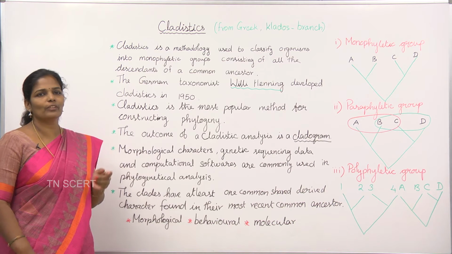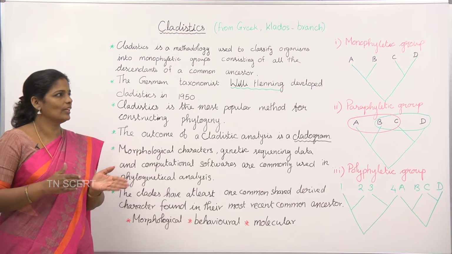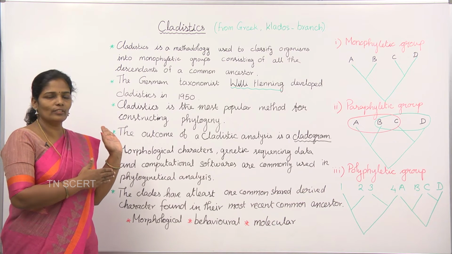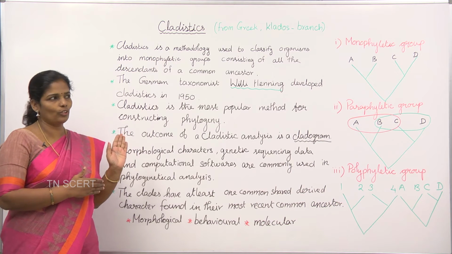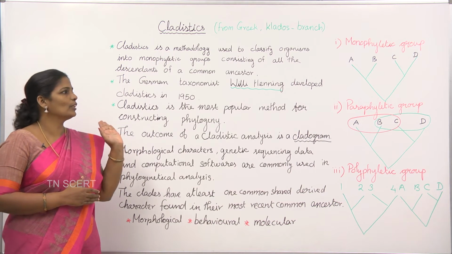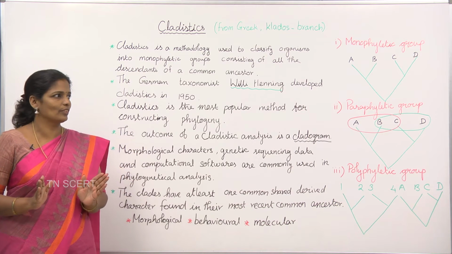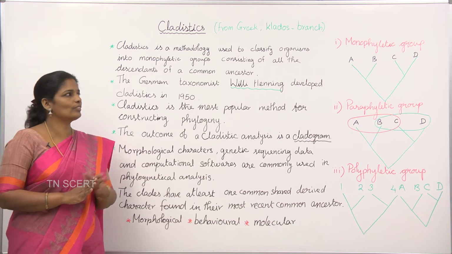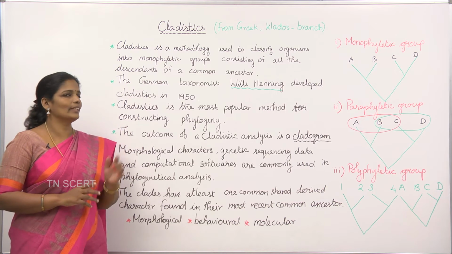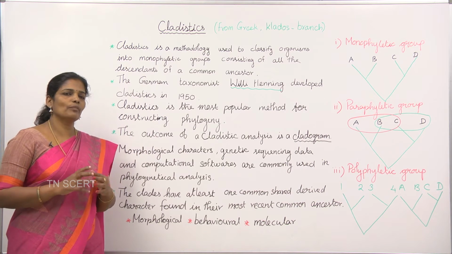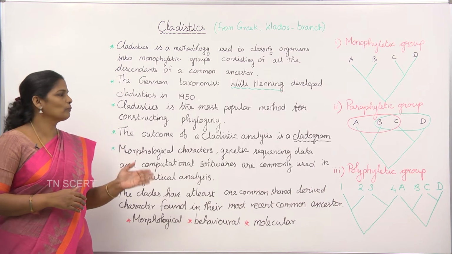What do you know about monophyletic groups? Monophyletic groups are nothing but all the descendants of a common ancestor, and it consists of all the descendants of a common ancestor, isn't it? So, we can define cladistics as a methodology used to classify organisms into monophyletic groups consisting of all the descendants of common ancestors. This method was first developed by a German taxonomist, Willi Hennig, in the year 1950. This is one of the most popular methods for the construction of phylogeny.